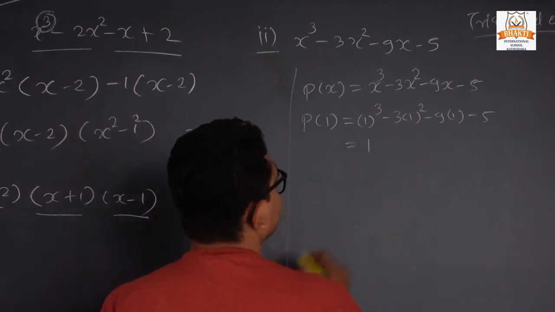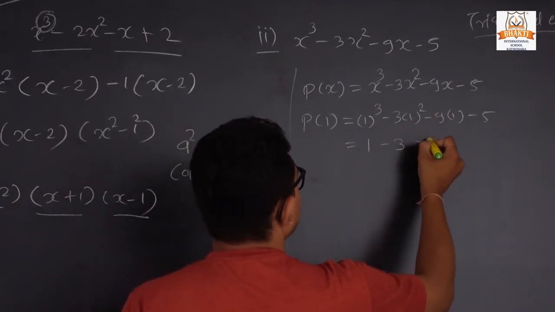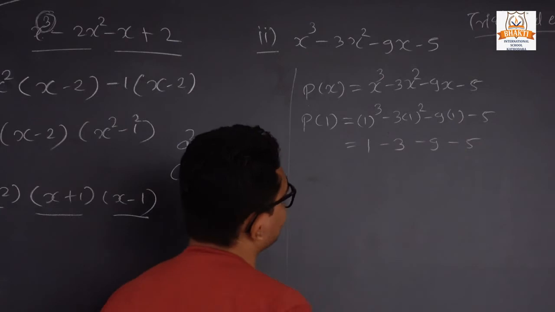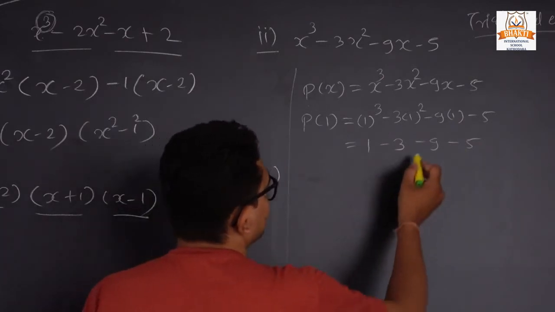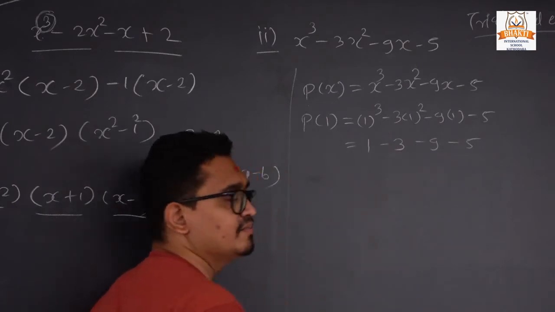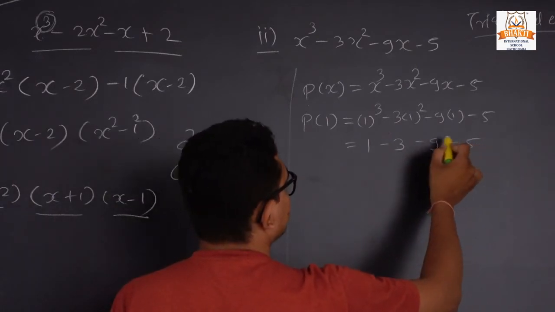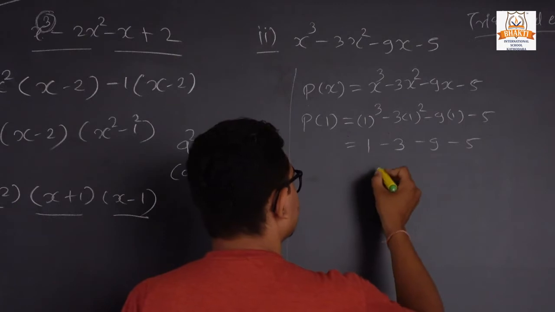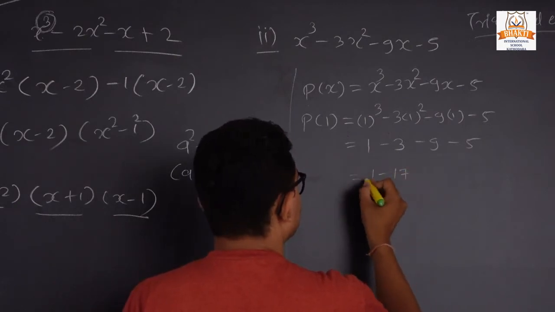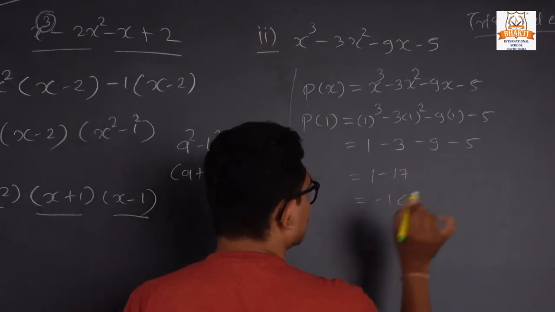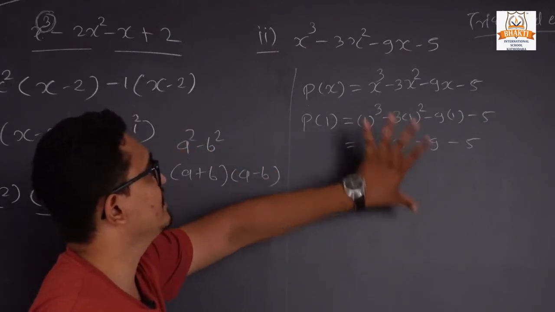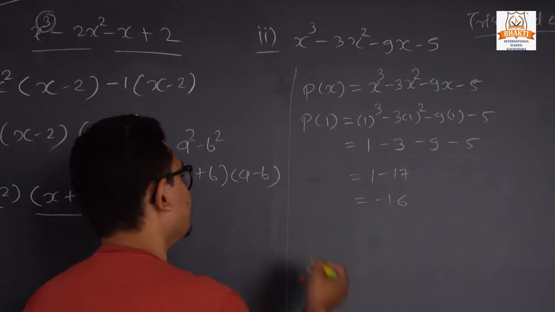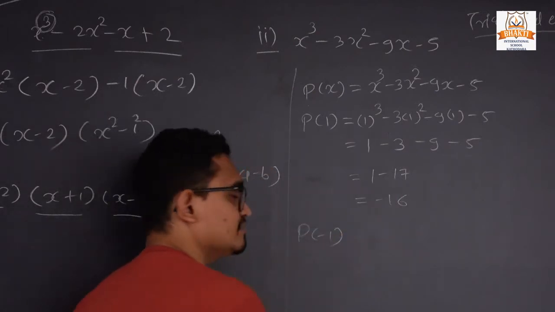So 1 cube is 1, 1 square is 1, 9 and 5. See that these 3 terms are minus. So 9 plus 5 is 14, 14 plus 3, so it will be 17. So the answer is minus 16, which is not equal to 0. So it means what? P of 1 is not a factor of that polynomial. So now we will take P of minus 1.